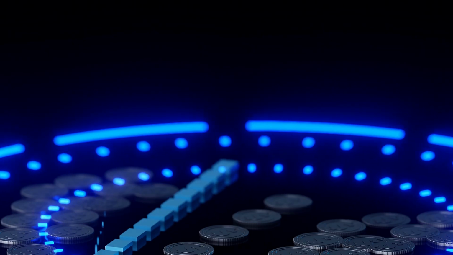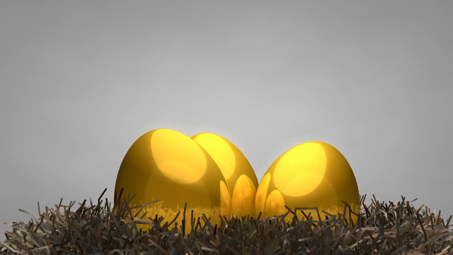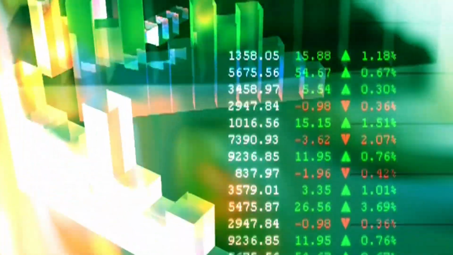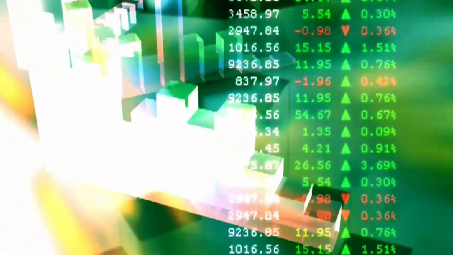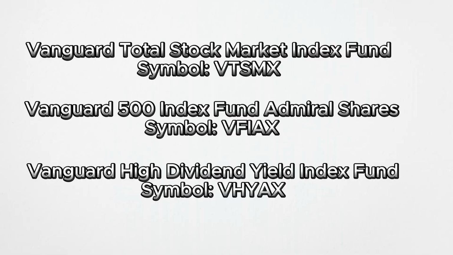Now, let's talk about the best investments for beginner investors. For beginners, index funds and exchange-traded funds are golden. They provide instant diversification, tracking the performance of entire markets or specific sectors. Think of them as a basket of stocks, spreading risk and simplifying your investment journey. We at Investment IQ Insights like Vanguard's offerings when it comes to index funds. We believe that the Vanguard Total Stock Market Index Fund, symbol VTSMX, Vanguard 500 Index Fund Admiral Shares, symbol VFIAX, and Vanguard High Dividend Yield Index Fund, symbol VHYAX, are good starters for the beginner investor.